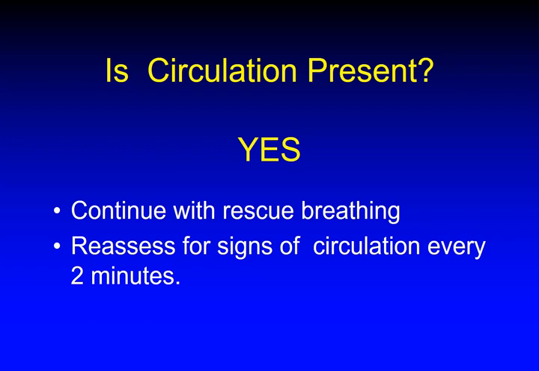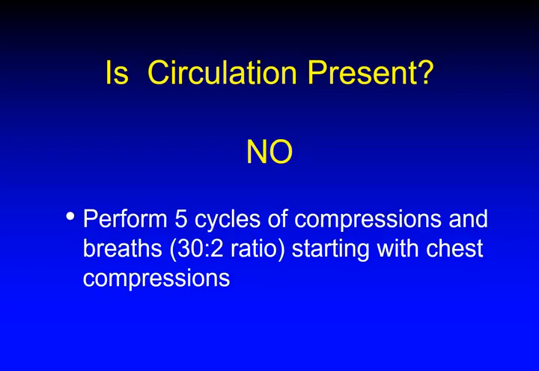Is circulation present? If yes, continue with rescue breathing. Is there breathing or not? And reassess for signs of circulation every 2 minutes. If no circulation, perform 5 cycles of compressions and breaths, a ratio of 30 to 2, starting with chest compression. 30 compressions and 2 breaths is 1 cycle. Each 5 cycles take about 2 minutes.